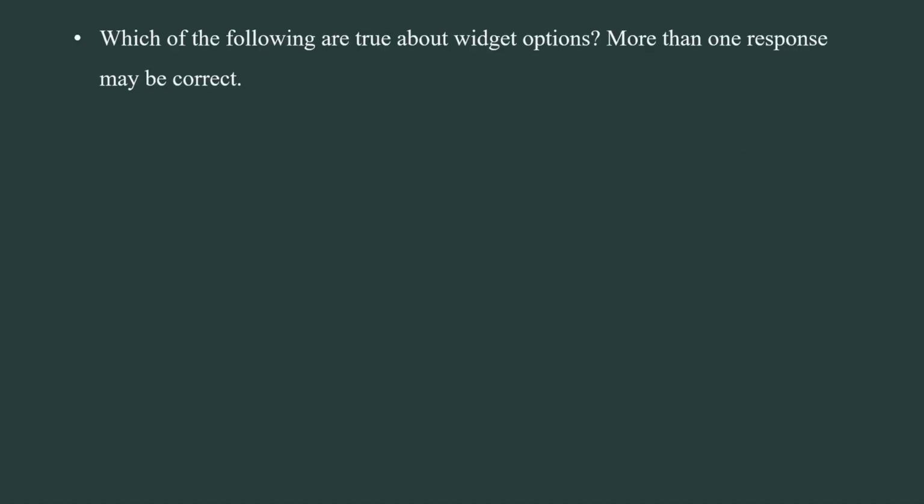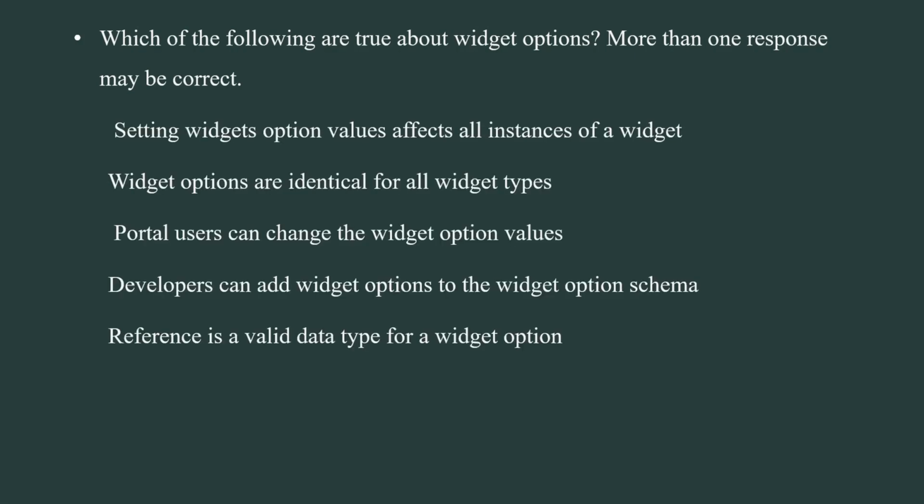Next, which of the following are true about widget options? More than one response may be correct. Setting widget options values affects all instances of a widget. Widget options are identical for all widget types. Portal users can change the widget option values. Developers can add widget options to the widget option schema. Reference is a valid data type for a widget option.